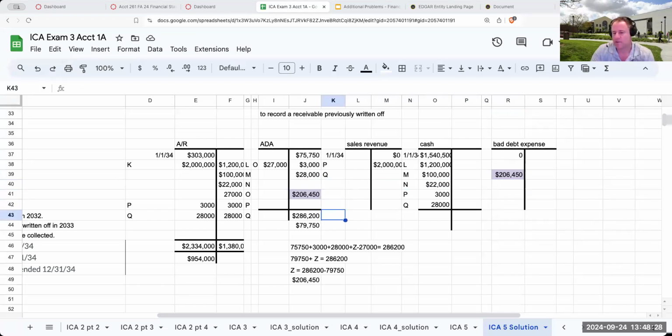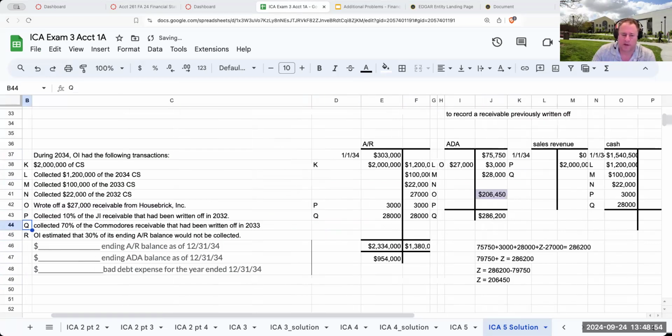So now, really important, what I want to do is check: does my math work? Let's check. 75,750 plus 3,000 plus 28,000 plus 206,450 minus 27,000 equals 286,200. So I've done that part of the question correctly.